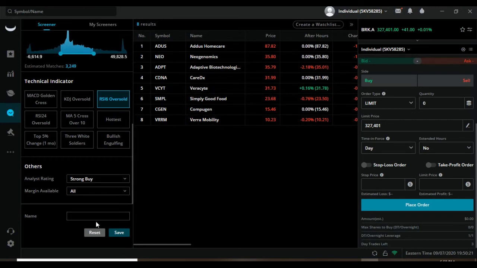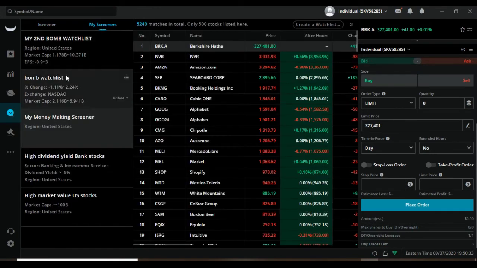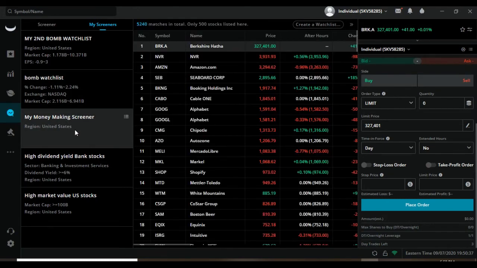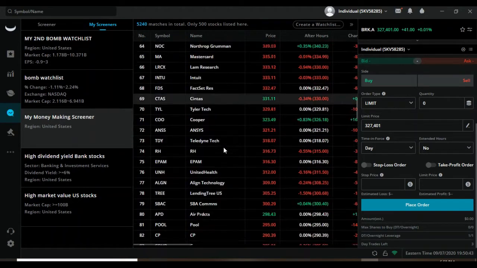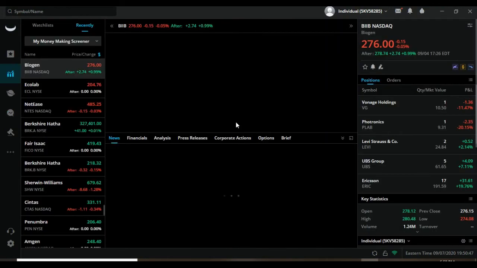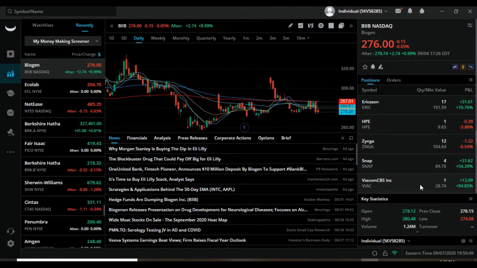All right, so once you have that, you can go over here to my second watch list, save, and go up to the screeners, and there you go. That's the one that came up. These screeners are real time, so as different stocks come up, you will begin to see these change. Kind of cool. And of course, you can always buy off of your watch list as well, real time.